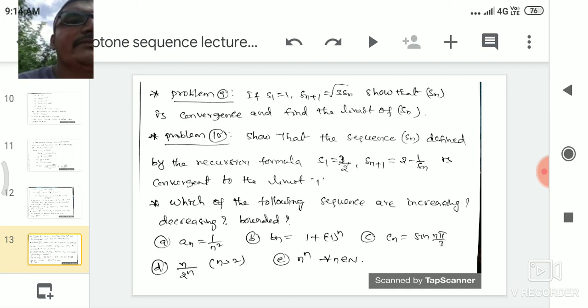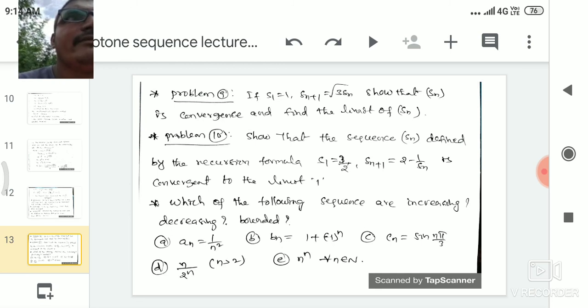Problem 9. If s1 is equal to 1, this problem is already there, but the first term of that sequence is root 3. But here the first term of the sequence is 1. Then what happens? It is either convergent or divergent. If it is convergent, find the limit point also.